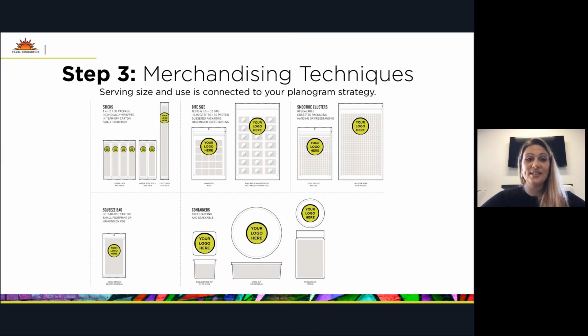Other merchandising techniques that I think are wildly interesting is the serving size and the impact that diversifying the structural packaging you're using to accommodate different serving sizes and product use can have on your product. And we'll go into some awesome case studies in a second, but it's wild that this is an example of how you could take a product. Let's say it's a cheese stick, you're a cheese brand.